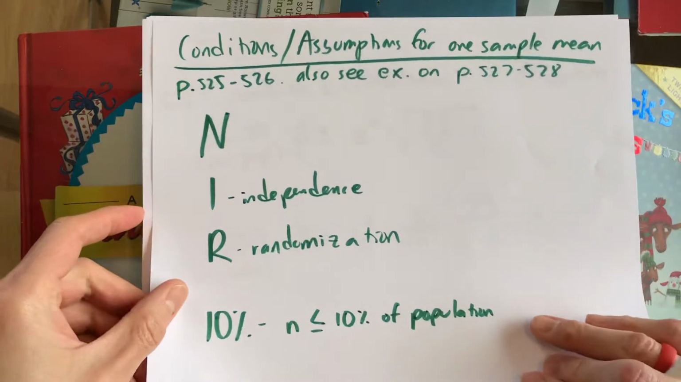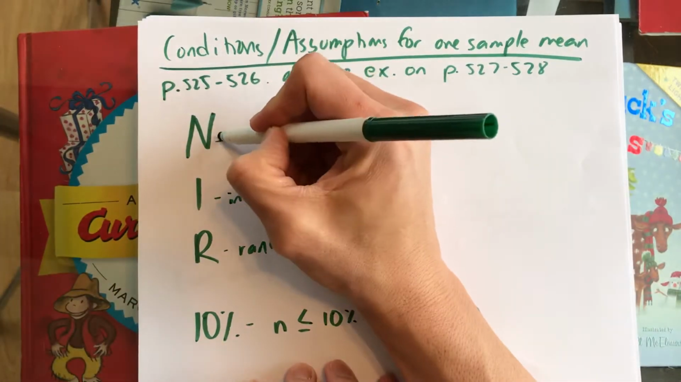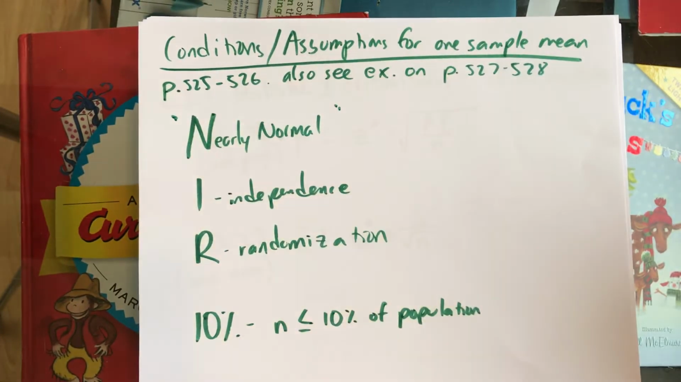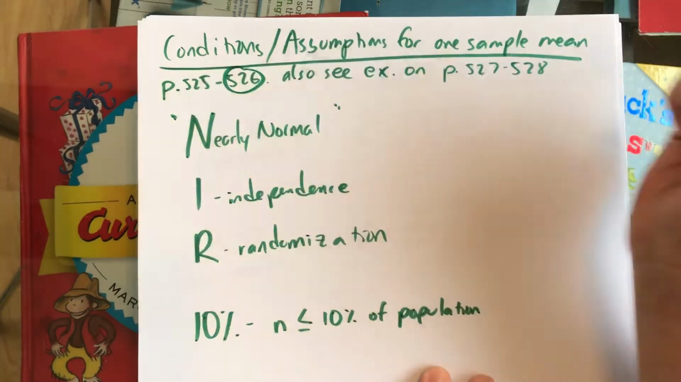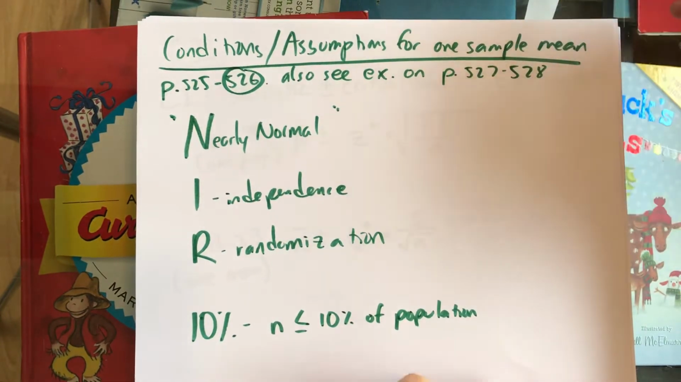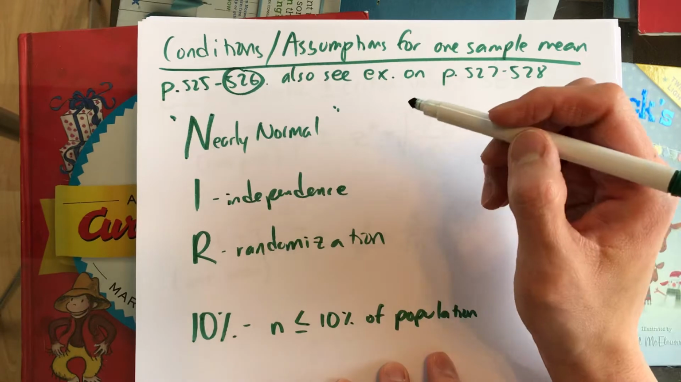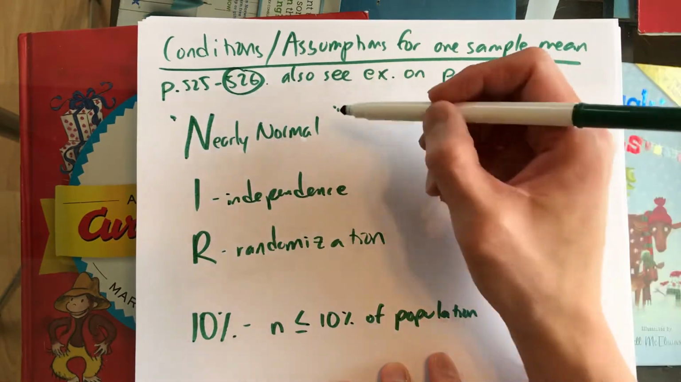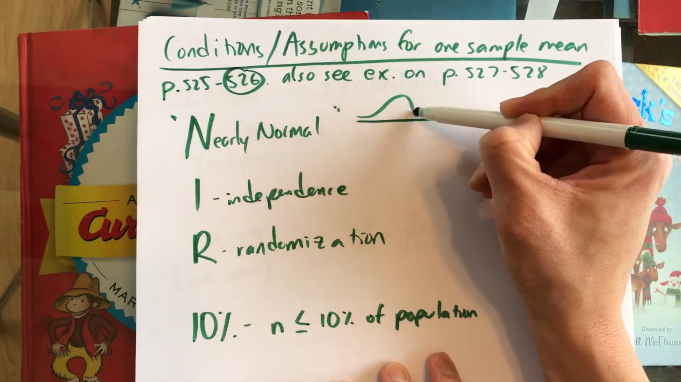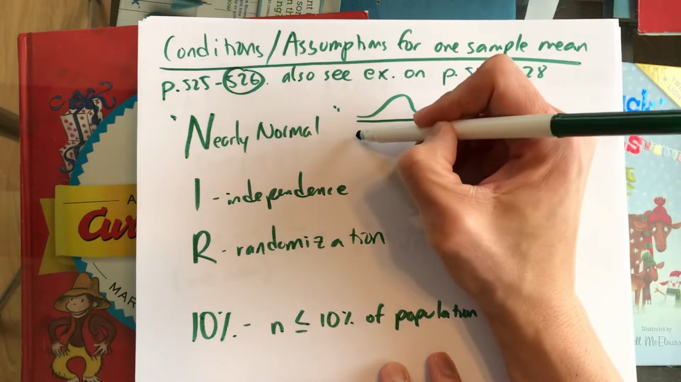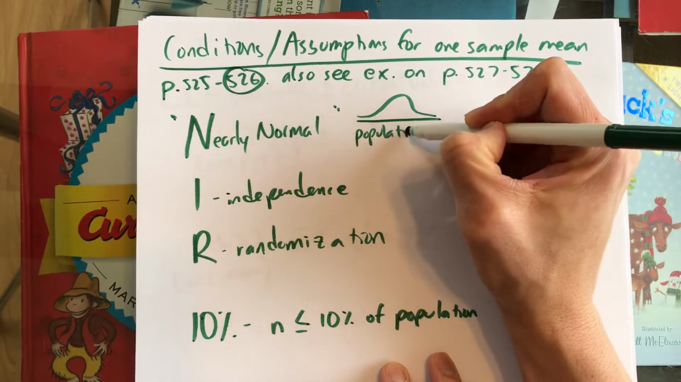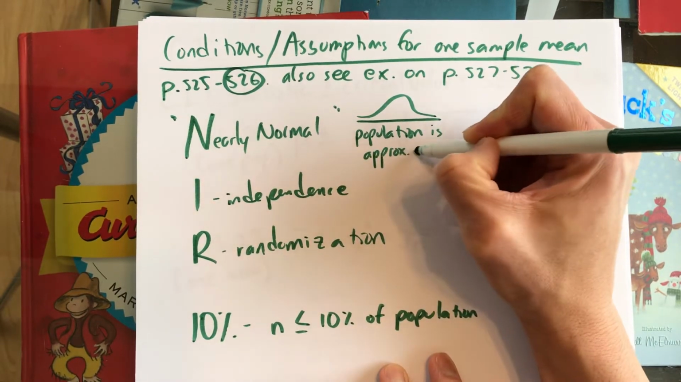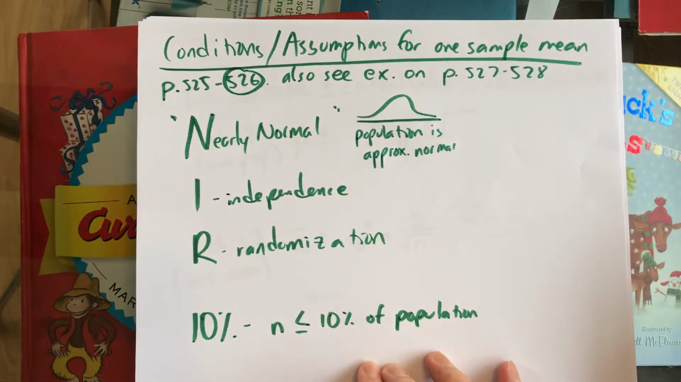Oh my gosh, what am I doing? I didn't even talk about N. So N is what we call the nearly normal condition. And you'll see it on page 526, right here. So what we're saying is that the population that the sample came from is nearly normal. Remember, normal is this, right? The bell-shaped curve right here. So we're saying the population that the sample is taken from is approximately normal, or we could say nearly normal.